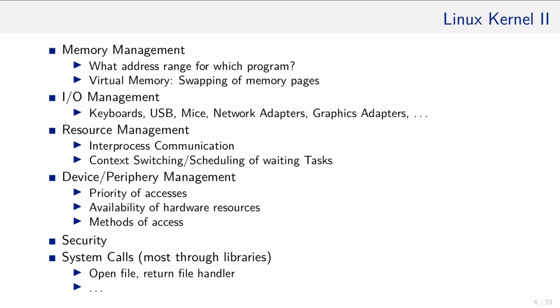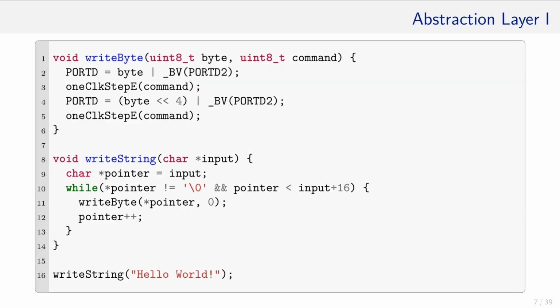More recently, security aspects are included as well, and on the other hand, system calls are provided since forever. Whenever you open a file or search in a file, for example, these operations are invoking system calls. Those system calls are usually hidden in libraries. What does that mean? Let's have a look at an example.